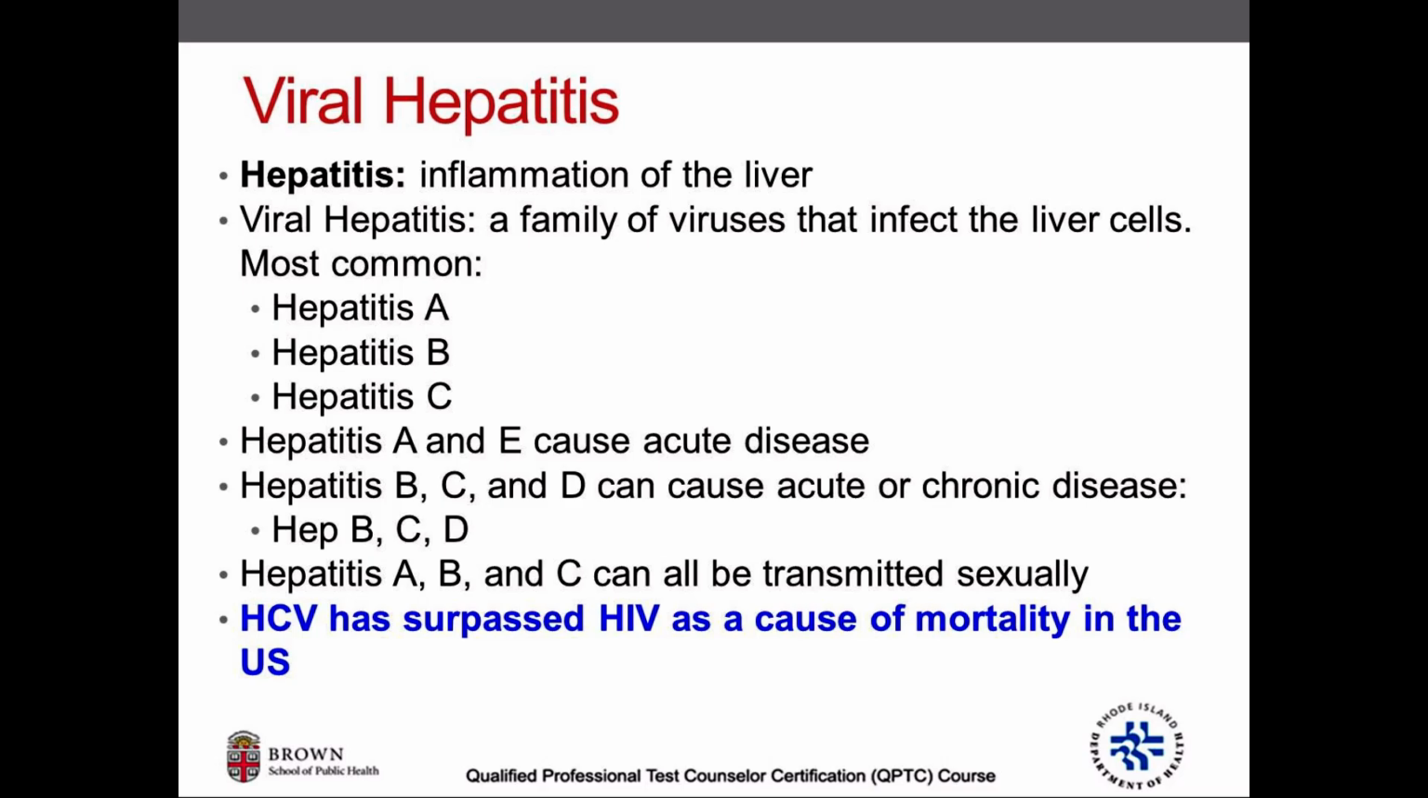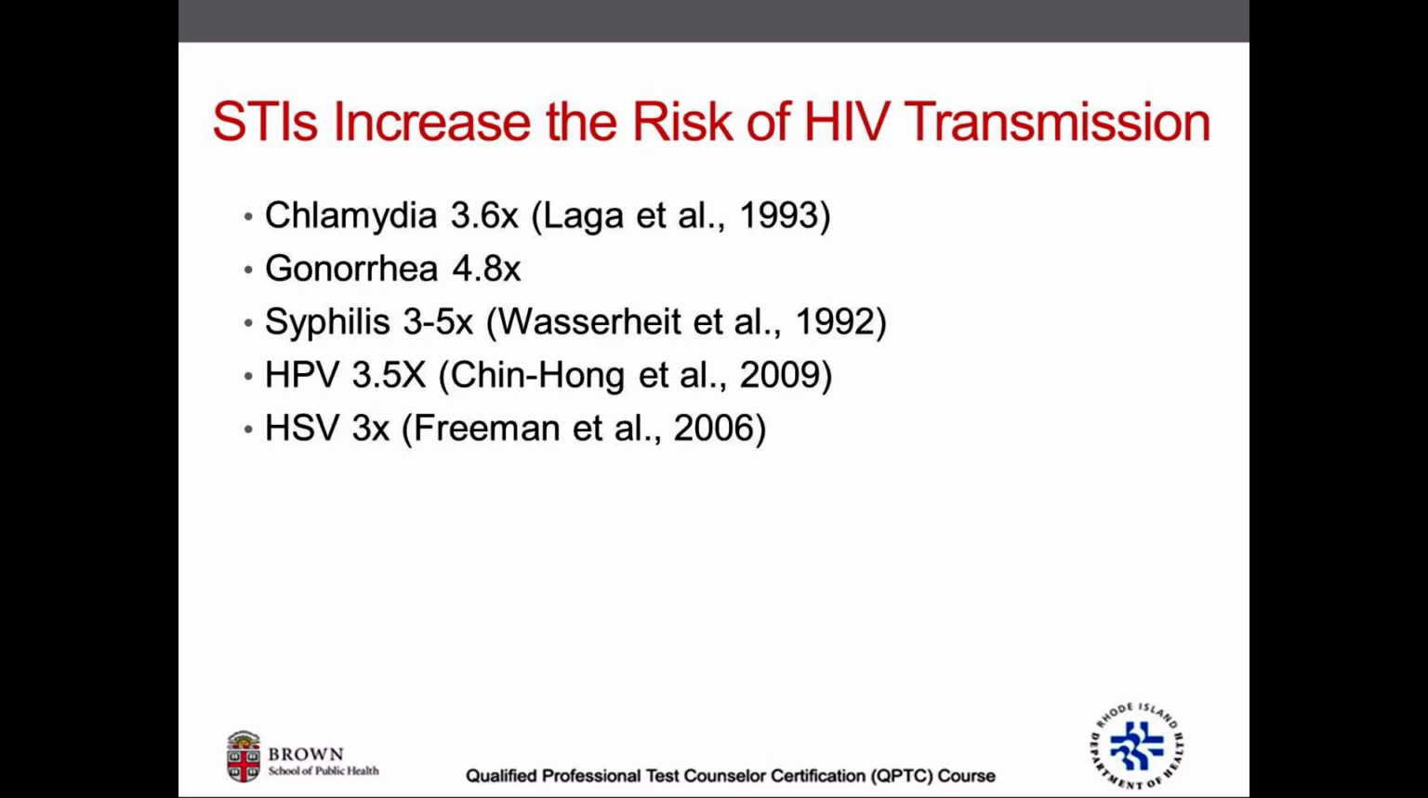Hepatitis A and E cause acute disease. Hepatitis B, C, and D tend to cause acute or chronic disease. And hepatitis A, B, and C can all be transmitted sexually. However, hepatitis C is much less commonly transmitted sexually. An important note is that hepatitis C virus has surpassed HIV as a cause of mortality in the U.S. And again, you'll be hearing much more about hepatitis C in a later lecture.